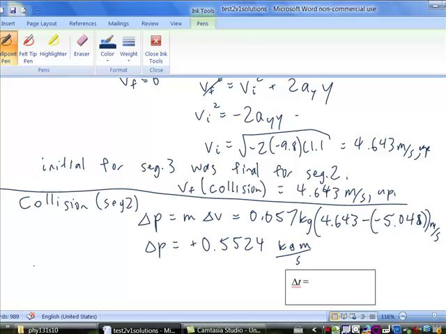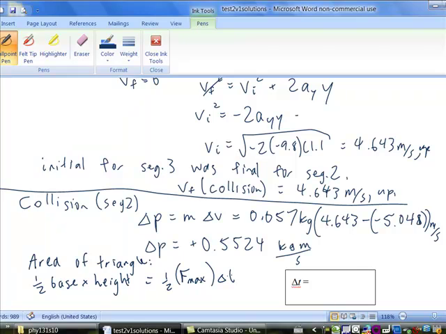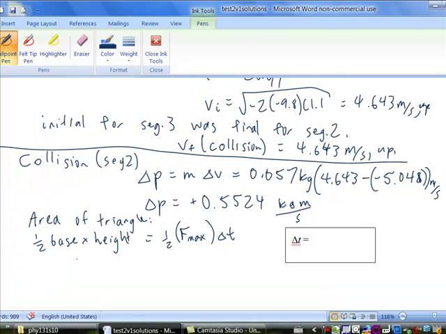And we know that the area of a triangle is 1/2 base times height. Okay, so it's equal to 1/2 times the F max, which was 36 newtons, times delta T. So the impulse momentum theorem is that delta P equals this impulse J. So that equals F max times delta T divided by 2.